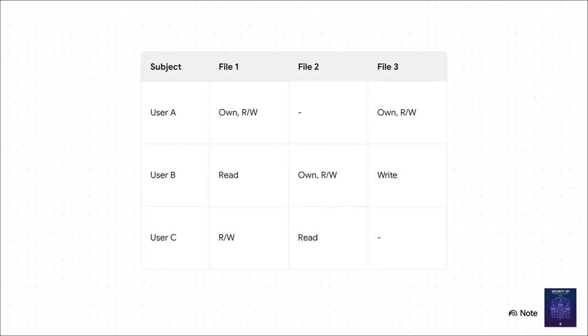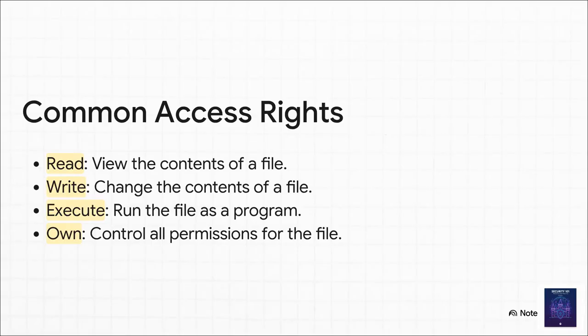Think of it like this. The rows are the people and the columns are the files. And the little cells in the middle, they spell out exactly what each person is allowed to do. So you can see user A might have full control over file 1, but user B can only read it. And these are the basic permissions the gatekeeper can hand out. Read lets you view a file. Write lets you change it. Execute is for running it like a program. And own is the master key. It lets you decide who gets all the other permissions. This whole system enforces a super critical idea in security, the principle of least privilege. Basically, you give someone just enough access to do their job and absolutely nothing more.